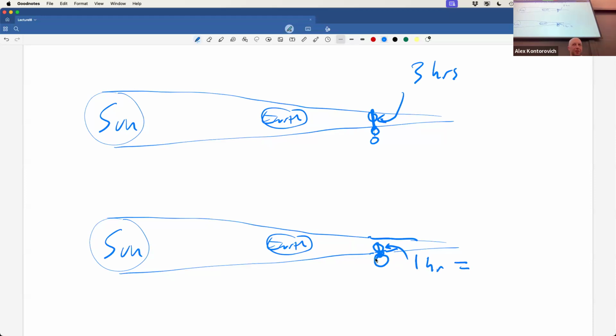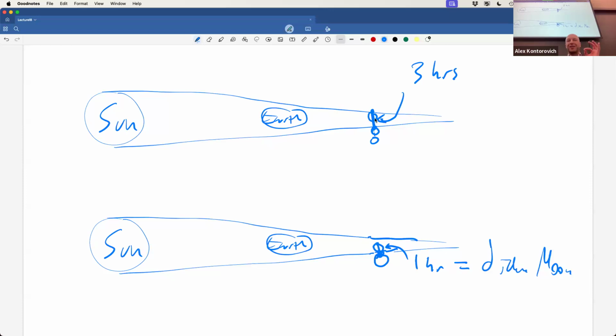1 hour corresponds to a distance of, does anybody see what we're measuring? The diameter of the moon, exactly. The diameter of the moon. That's exactly how far we've traveled. We've traveled from one tip of the moon to the other tip. So 1 hour corresponds to the diameter of the moon.